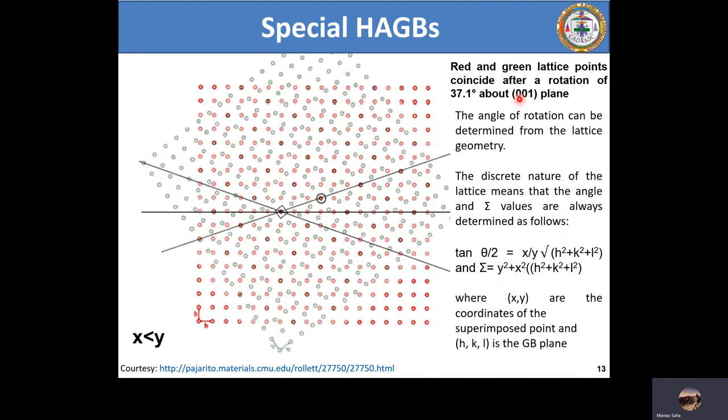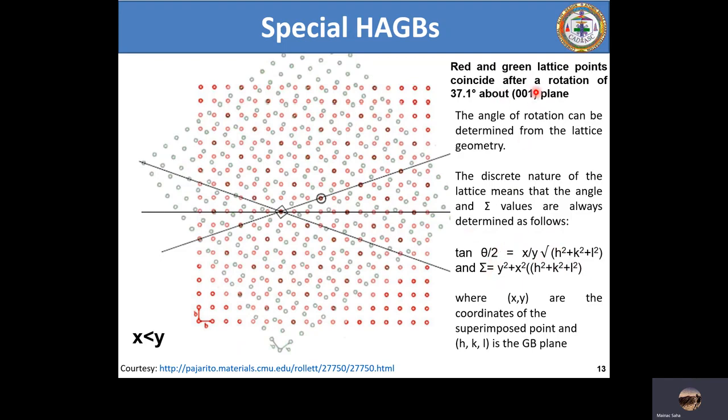If we just look at this 001 plane, it doesn't make much of a difference, right? The square root of 1 square is 1 only, so that is very simple. So tan theta by 2 is equal to x by y. So theta we can easily calculate. Theta is equal to 2 into tan inverse of x by y. The square root term is equal to 1 in this case because it's a 001 plane. Of course, it's also possible, if one knows the HKL value, to compute theta.